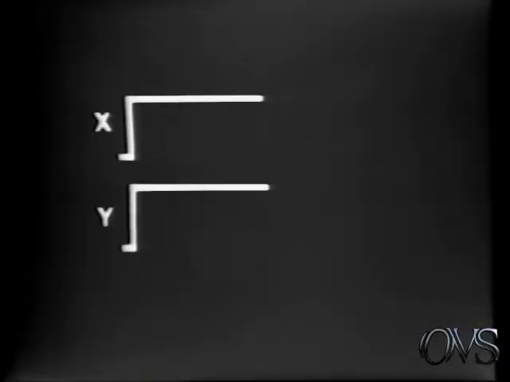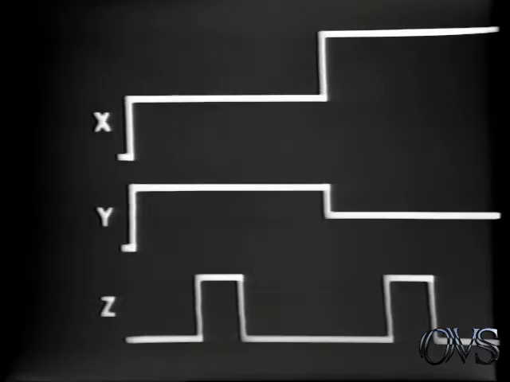To display a dot, voltage steps at the X and Y inputs position the beam to the required location, and a short duration intensifying pulse at the Z input illuminates the spot. The process is then repeated with different X and Y voltage levels for each new dot position.